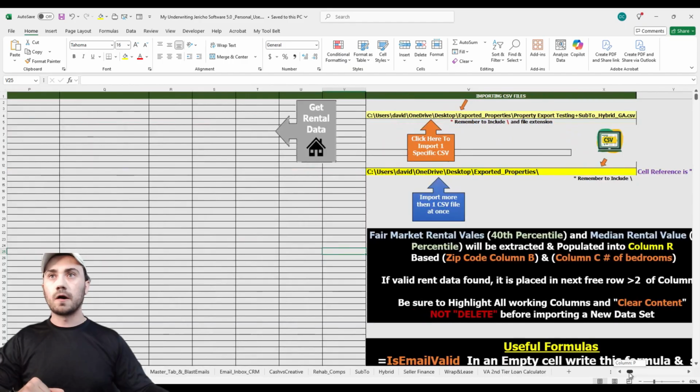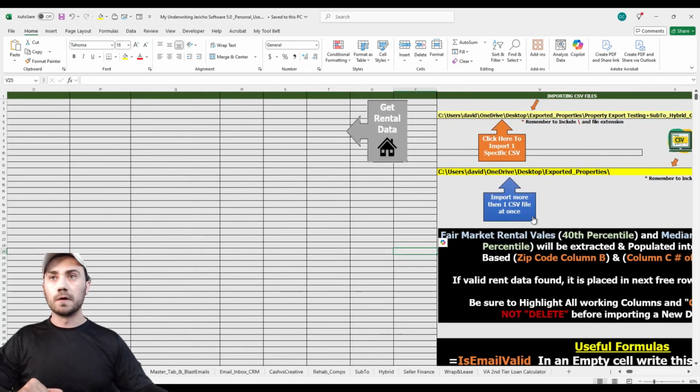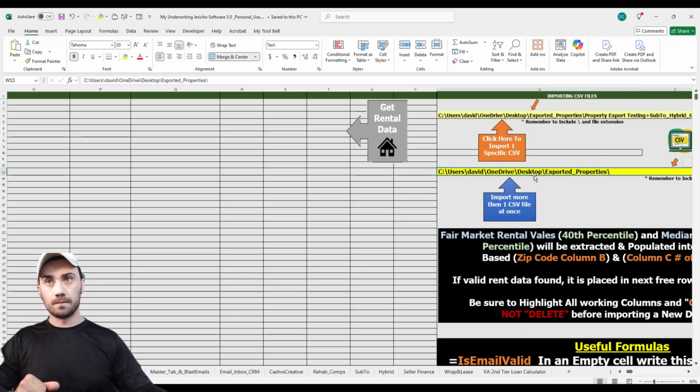And so we're now going to be importing more than one CSV file because I actually have 4 CSV files that we're going to be looking at for our data analysis. So before I do that, we need to make sure that the CSV files are within the correct folder file path. So for me, this is my folder file path. I have my exported properties folder on my desktop.